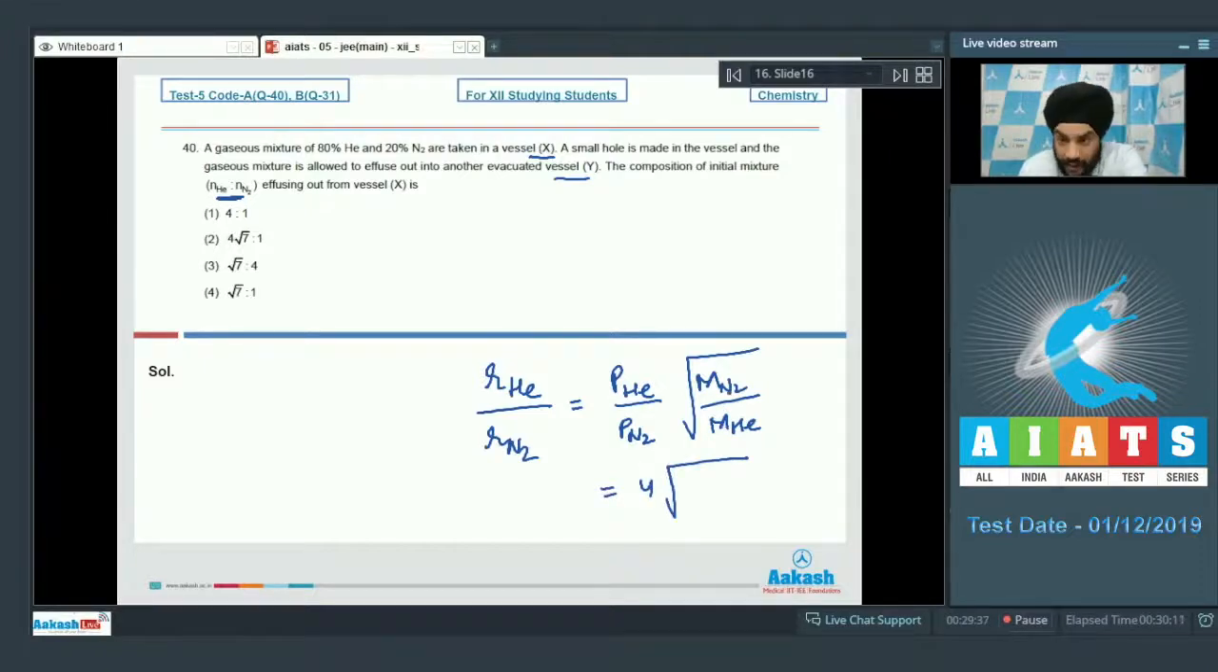And if you put the value of molar mass, students, molar mass of nitrogen is 28, whereas the molar mass of helium is 4. Okay. So this on simplification comes out to be equal to 4√7. So if we look at the options which are given to us, students, we can clearly see that for this question we have to mark the correct answer as option 2. Let's look at the next question now.